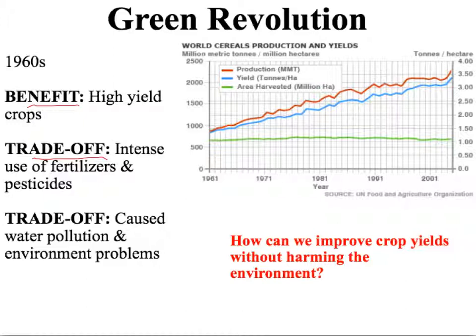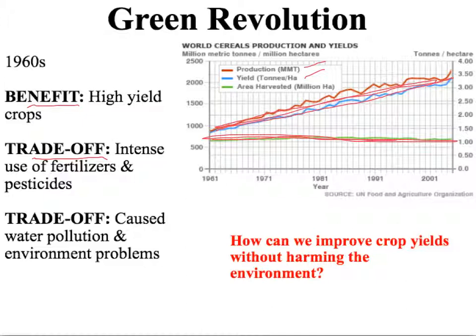So the benefit of the Green Revolution was to increase crop yields, or how much crops you can grow on a piece of land. What you can see from the data shown here is that the production and the yield of crops increased from the 60s on, as shown in this graph, but the amount of land used for crops stayed pretty much the same and actually maybe has gone down a little bit. And this is due to Green Revolution farm techniques.